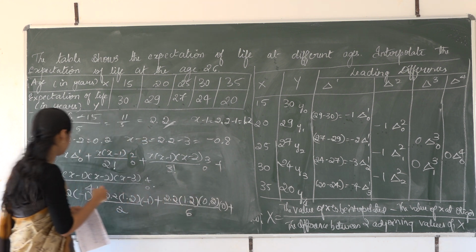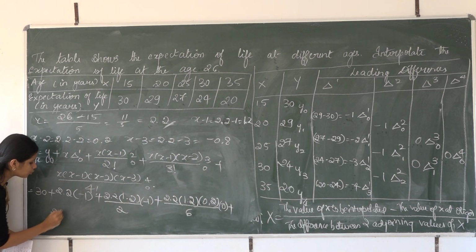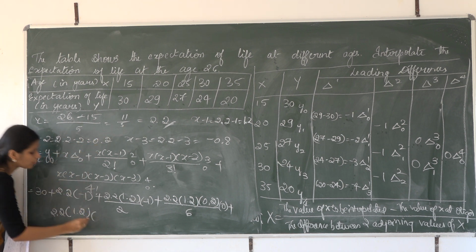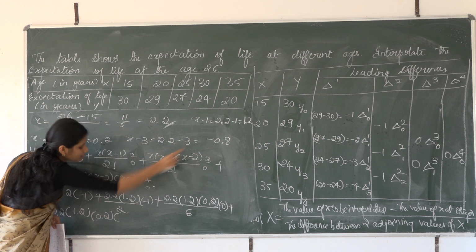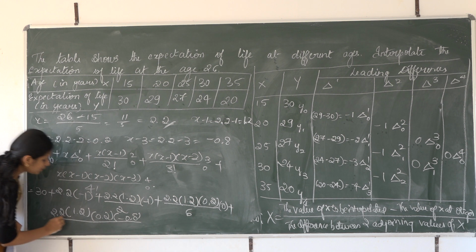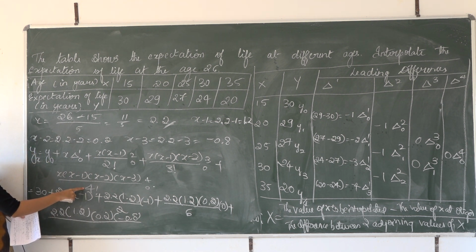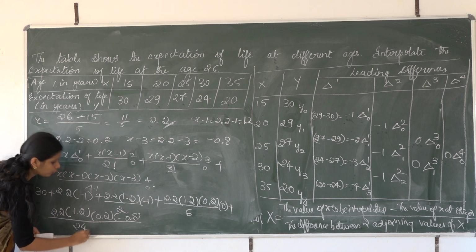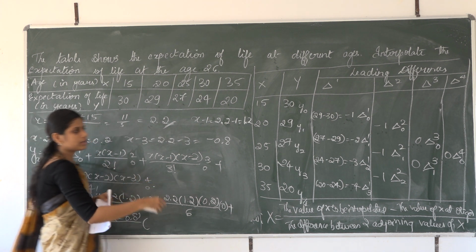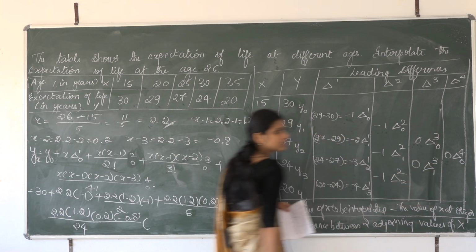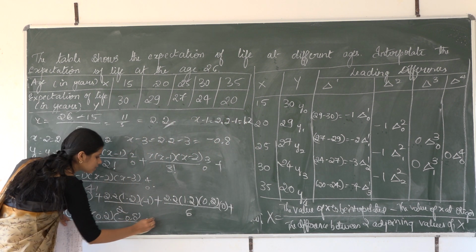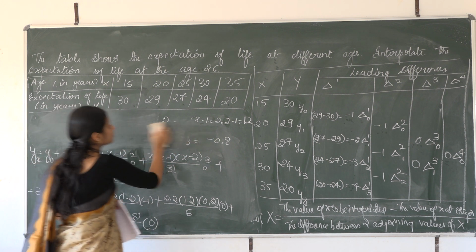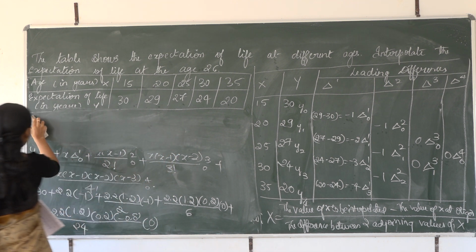Plus x value is 2.2 into x minus 1 is 1.2 into x minus 2 is 0.2 and x minus 3 value is minus 0.8, divided by 4 factorial. 4 into 3 into 2 into 1: 4 threes are 12, 12 twos are 24, into delta 0 raised to 4. The value of delta 0 raised to 4 is 0. So into 0. Now we will simplify the equation by simplifying.